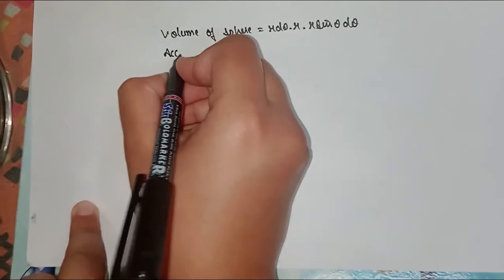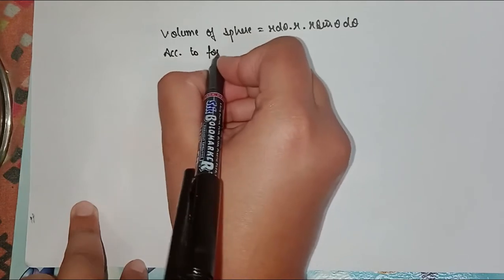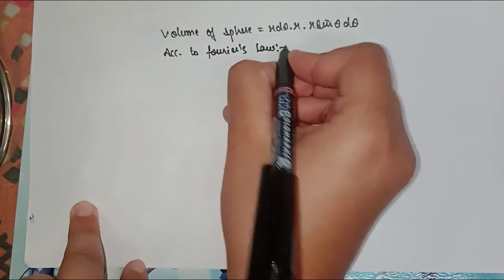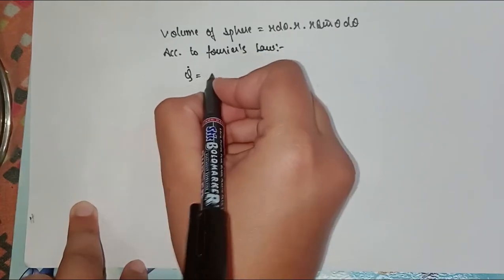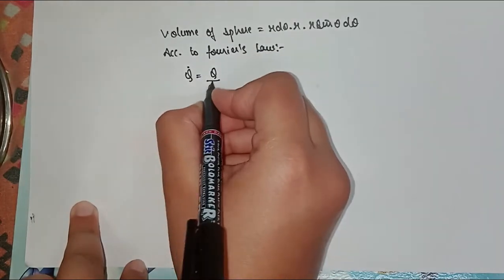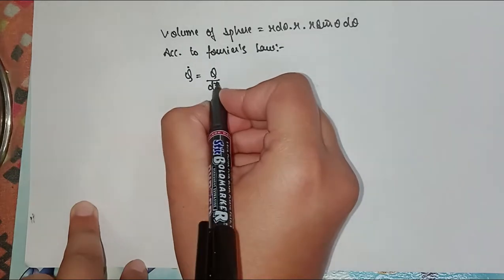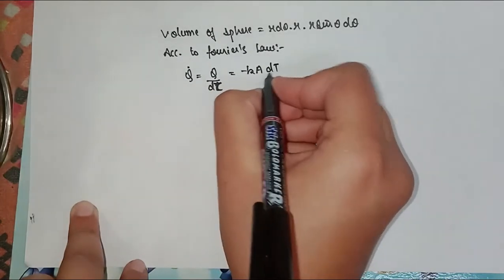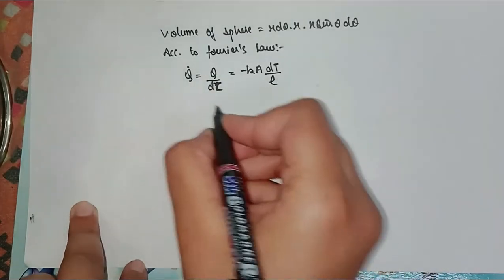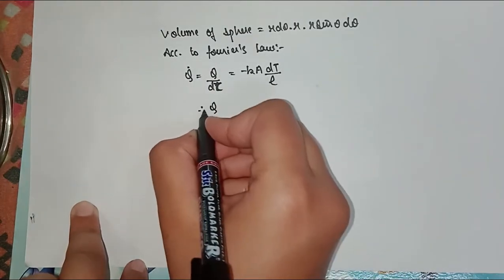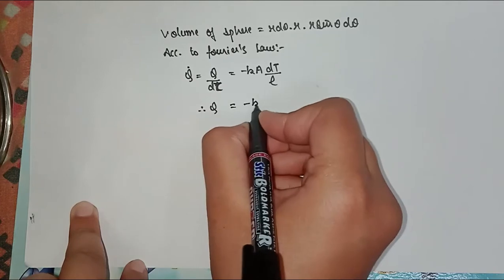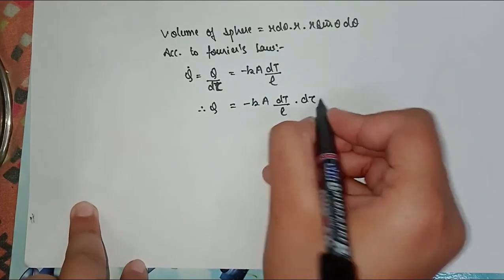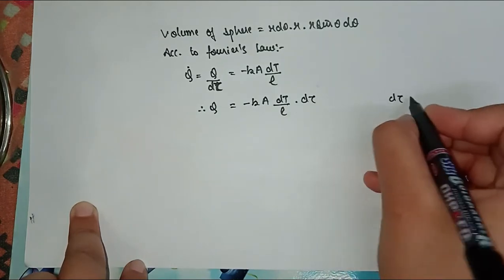And we are calculating the equation for conduction, so Fourier's law will be used. According to this law, the rate of heat flow, which is equal to heat flow divided by time interval, is equal to negative of K A dt upon L. Therefore, heat flow will be equal to minus K A dt upon L into d tau, where d tau is the time interval.